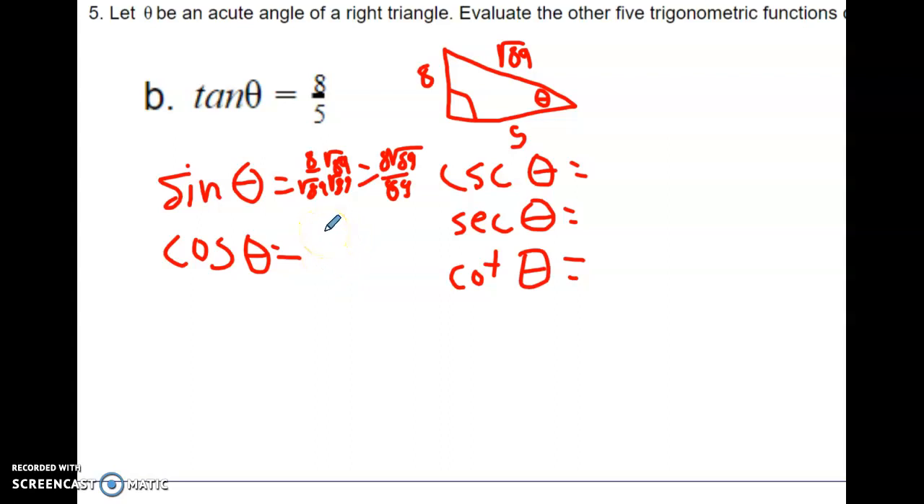Cosine is the same thing, only with a 5. So you end up with 5 square roots of 89 over 89. The cosecant is the inverse of the sine, so it's the square root of 89 over 8. The secant is the inverse of the cosine, which would be the square root of 89 over 5. And the cotangent is the inverse of the tangent, which was just 5 over 8.